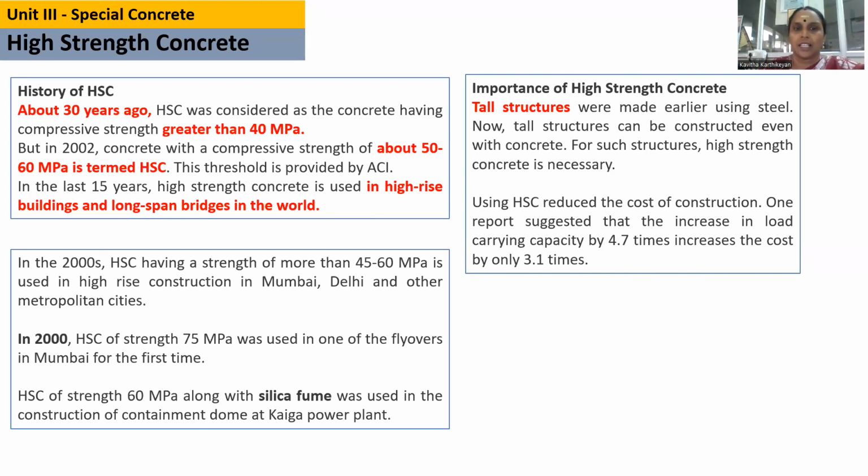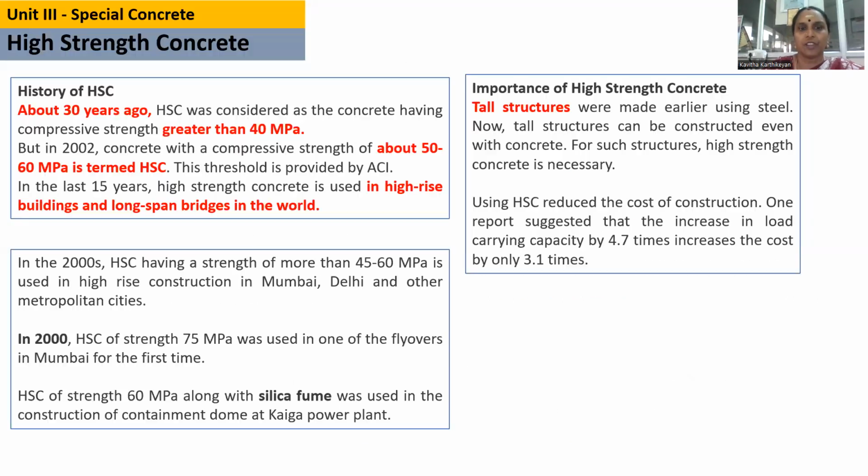So mostly the high strength concrete will be used in high-rise buildings and long span bridges in the world, and mostly we could see that there are lots of admixtures being used in the high strength concrete to obtain the high compressive strength. So that is the nature of the high strength concrete.